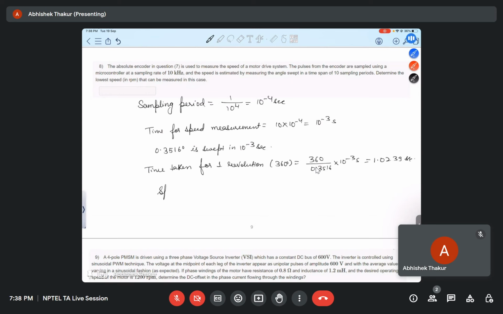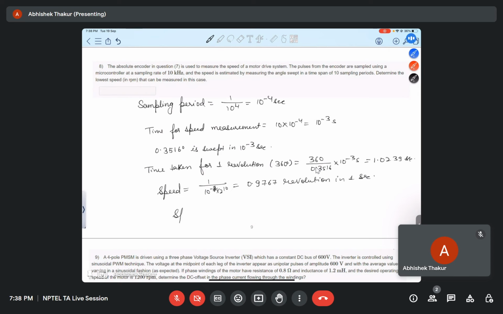So speed will be 1 by 10 to the minus 3 into 2 to the power of 10. So this is equal to 0.9767 revolution in 1 second. Sorry, here it is 10 to the power minus 4. The sampling period is 10 to the power minus 4.